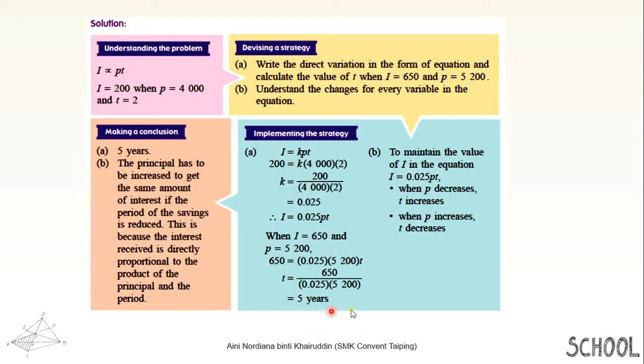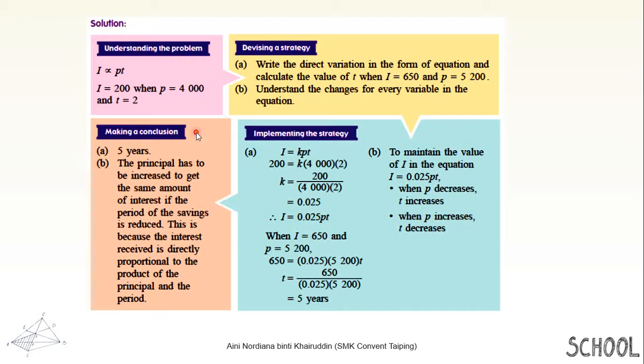For question B, the answer is to maintain the value of I in the equation of I equals 0.025PT. When P decreases, T increases. When P increases, then T decreases. It means here, if your principal decreases, your time taken increases. When your principal increases, the time taken decreases.